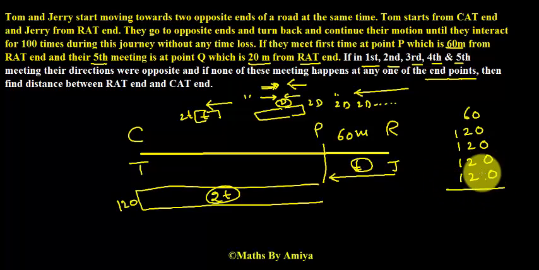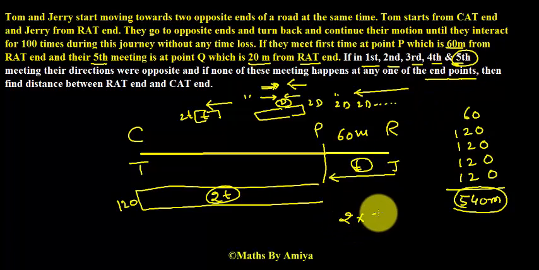Or we can say this is nothing but total is 540 meter. Total distance traveled by the Jerry is 540 meter. There is again a formula. If there is a perfect meeting and we are looking for the fifth meeting, then the total distance or the total time is nothing but 2 into 5 minus 1 into required value.